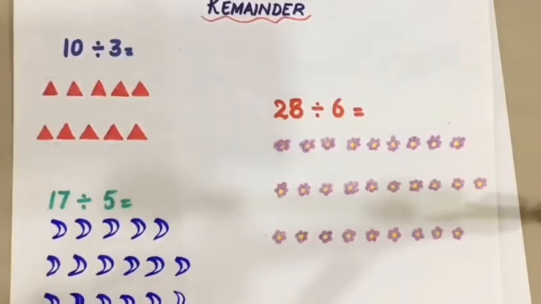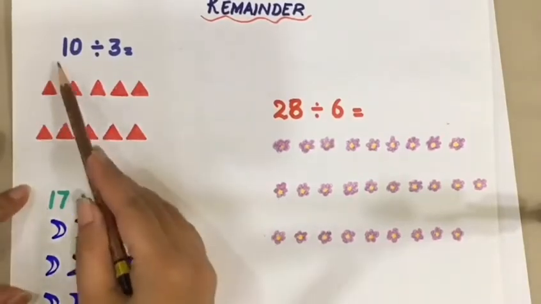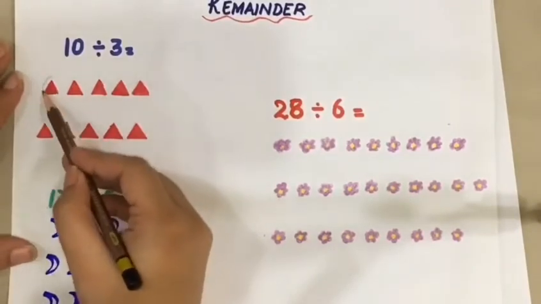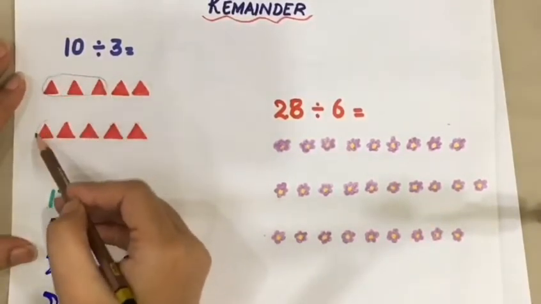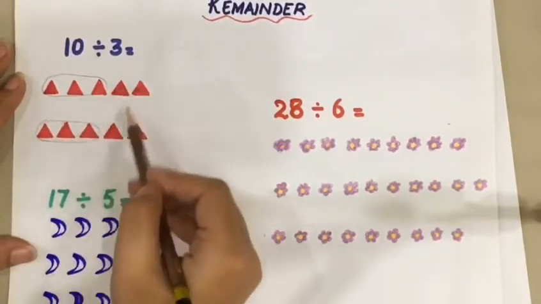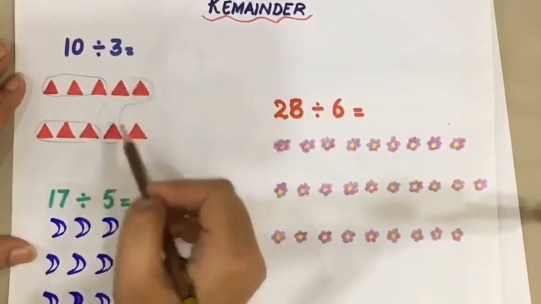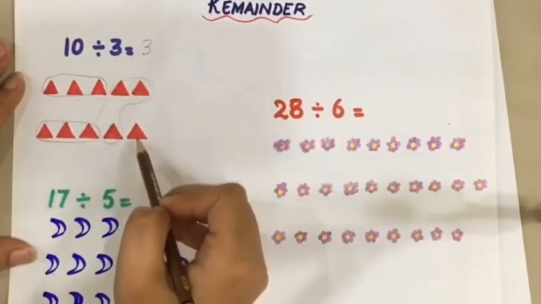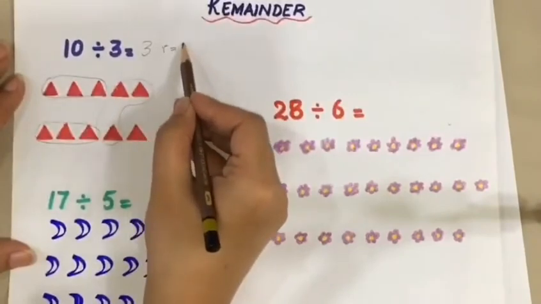Sometimes we are not able to make groups of all the items that are given to us, and some objects are left. Those leftover objects are known as the remainder, and we denote that with R. So let's see, 10 divided by 3, that means I have to make groups of 3. 1, 2, and 3. 1, 2, and 3. 1, 2, 3. So I have 3 groups, and how many are left? 1. So R is equal to 1.